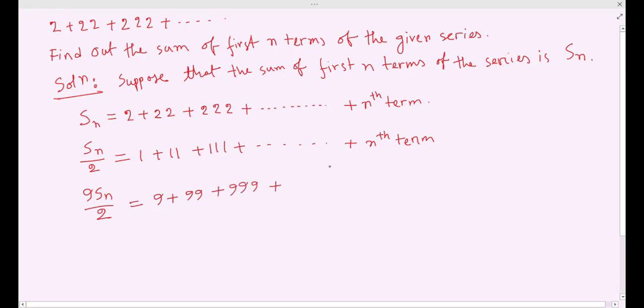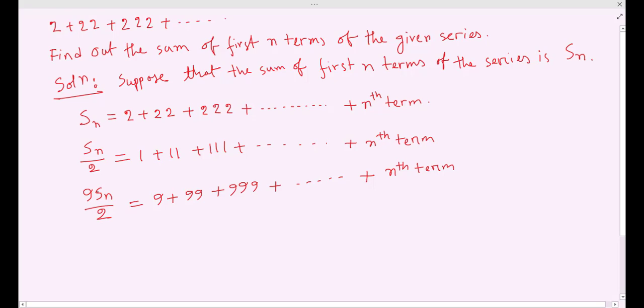999 plus the nth term. In the nth term, what will we get here? In the nth term, we will get n number of repeating 9s, 9999, like this, n 9s. I cannot write n 9s here, so I have just written nth term, whatever the nth term is. 9 plus 99 plus 999, so the nth term will be like 99999 up to n terms, n 9s.